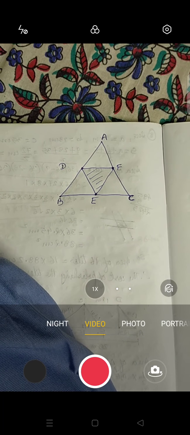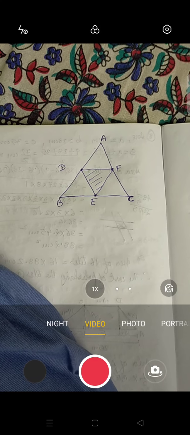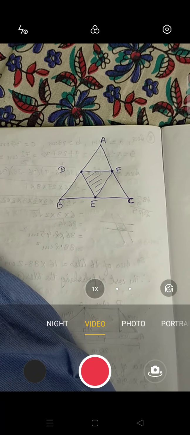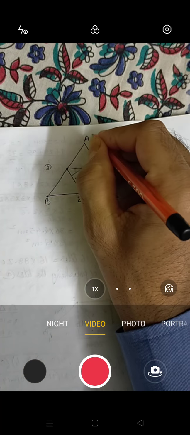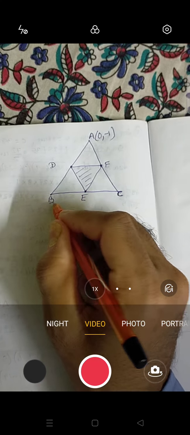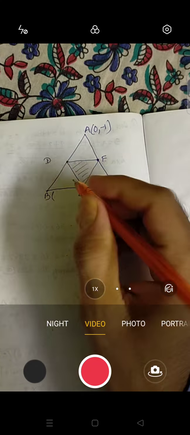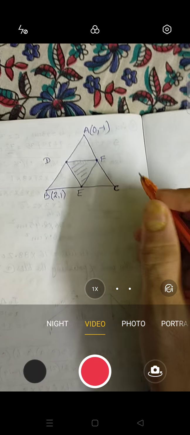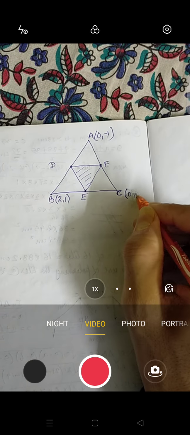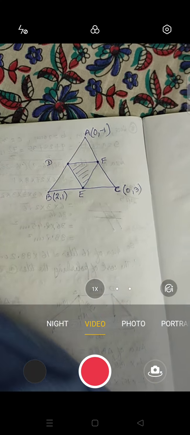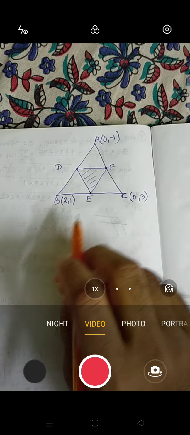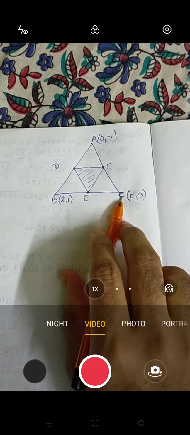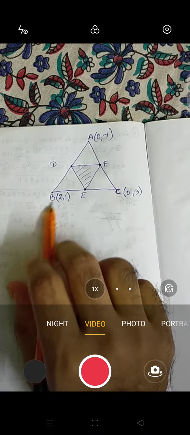Now what were the vertices of the main triangle, that means the given triangle? So let's read once again. Find the area of the triangle formed by joining the midpoints of the sides of the triangle whose vertices are 0, -1. That means A is (0, -1). B is how much? (2, 1). And C is how much? (0, 3). So these are the vertices of the triangle, and E, F and D are the midpoints. E is the midpoint of BC, F is the midpoint of AC and D is the midpoint of AB.